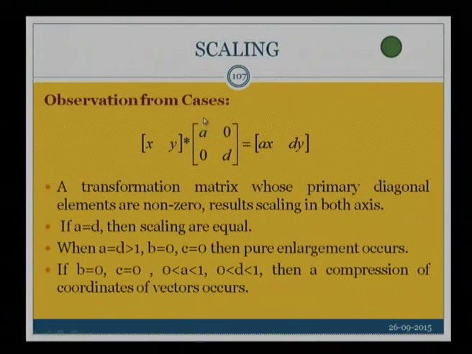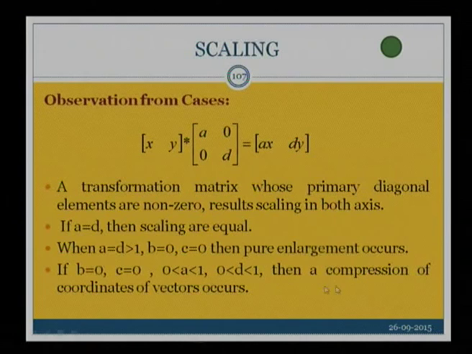Here I am saying when A and D are equal and greater than 1, then it is pure enlargement. So, when A and D are both 2 and 2, x and y are proportionately enlarged, and B and C should be 0 in that case. And with B and C 0, A less than 1, between 0 and 1, and D less than 1, then compression will happen. So tensile strength, compressive strength, shear, everything you can capture with these things.